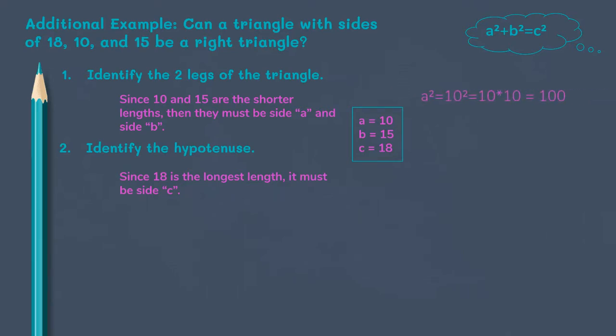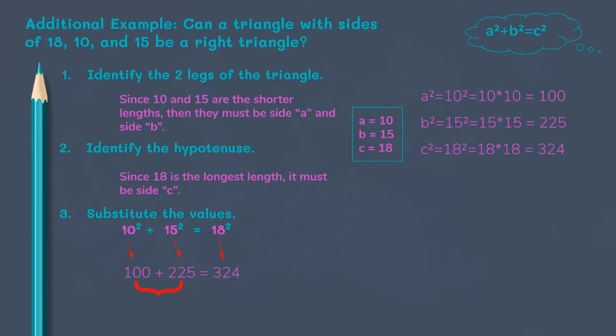So our a squared, we're using 10. So 10 squared is 10 times 10, and that equals 100. For our b squared, we're going to do 15 times 15, and we get 225. For our last one, our c squared, we can do 18 squared, meaning 18 times 18, and we get 324. Now, just like we did on the previous one, we're going to substitute the values. So this becomes 100 plus 225 equals 324.